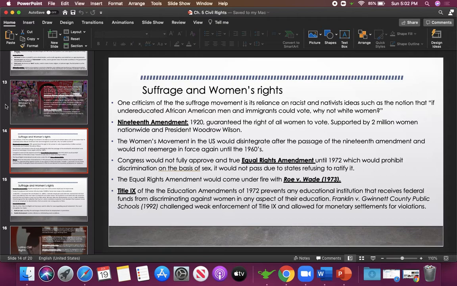We get the Roe versus Wade decision in 1973. Also in the 70s, we get Title IX in educational institutions. Title IX basically states that any education institution that receives federal money cannot discriminate against women and has to provide equal opportunities. So, like at our university, if you're going to give men a scholarship to play a sport, there has to be those opportunities for women as well. Title IX creates a mechanism for dealing with sexual harassment, all that kind of stuff.